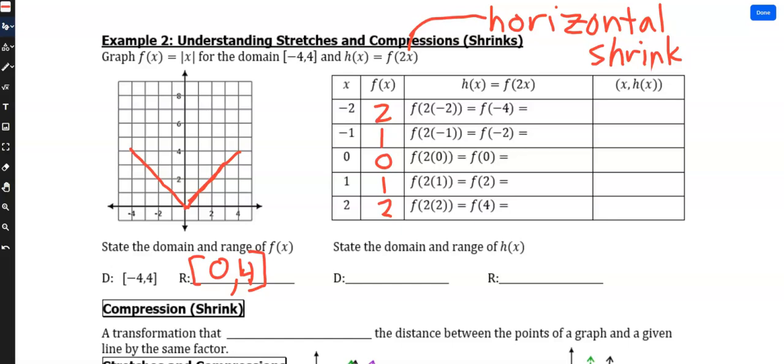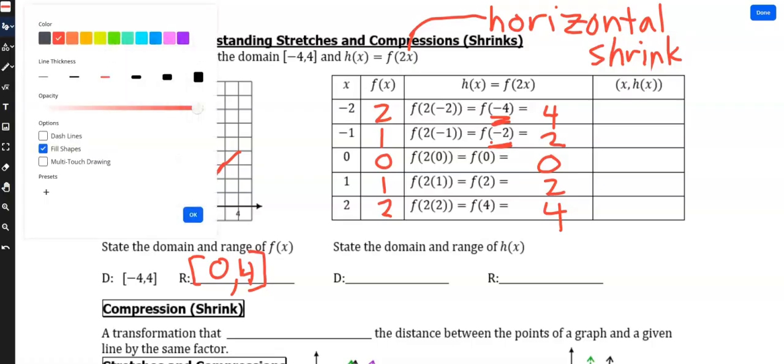Okay, now, when you do what they are showing you, doubling the x's, okay, now I'm plugging in -4, and I get 4. Now I'm plugging in -2, I get 2. Plugging in 0, 2, 4. Okay, so what does this look like on my picture?